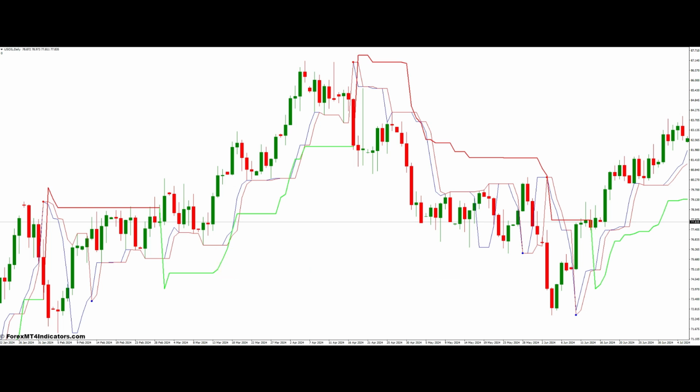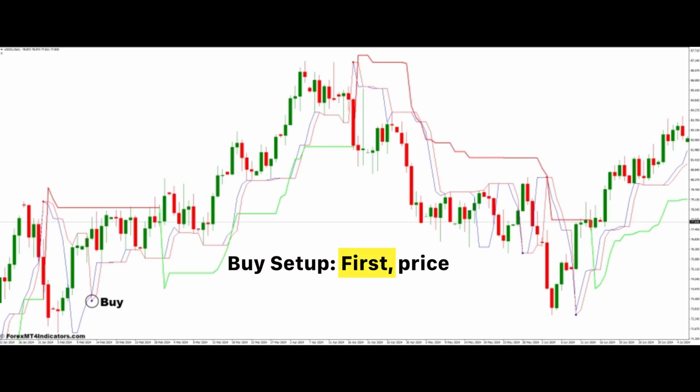Here's how it works. Buy setup. First, price must be above the trend filter line. This tells you bulls are in control. Wait for the Kolier SuperTrend to flip bullish. In most setups, this shows as a specific arrow or color change.